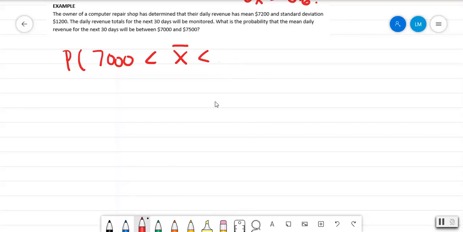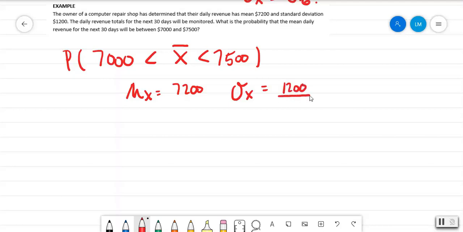So we have 7,500. What we need to do here is figure out the standard deviation. We actually know what the standard deviation is and what the mean is as well. So the mean is going to be 7,200 and the standard deviation is going to be 1,200 divided by the square root of 30.